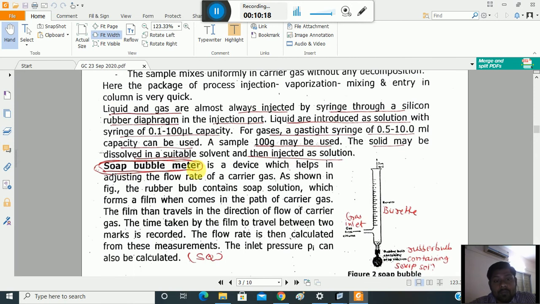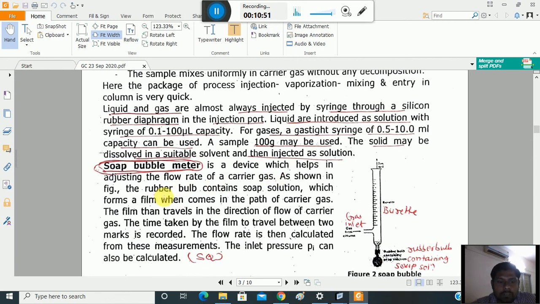A soap bubble meter, 2 marks. The most important short question is the soap bubble meter, by which you can find out the flow rate of the carrier gas into the column. What is a soap bubble meter? Here is the column, the burette is here, your gas inlet here, and that is a round bottom flask in which a soap solution is contained. Now we see the mechanism here. A soap bubble meter is a device which helps to measure the flow rate of a carrier gas.